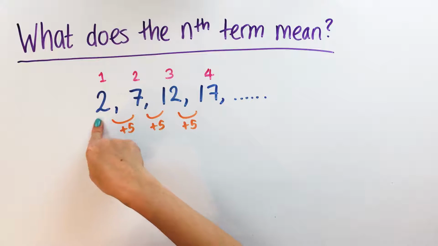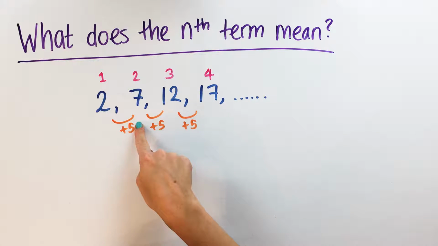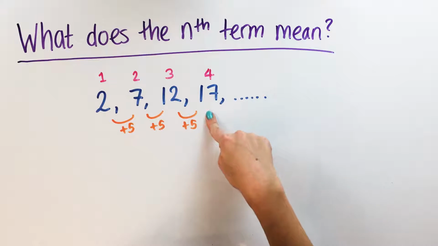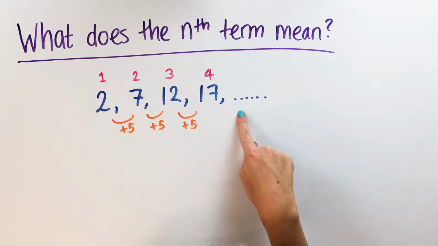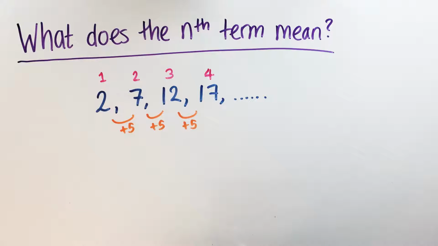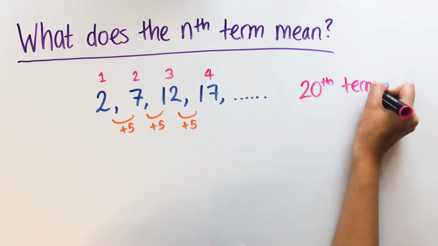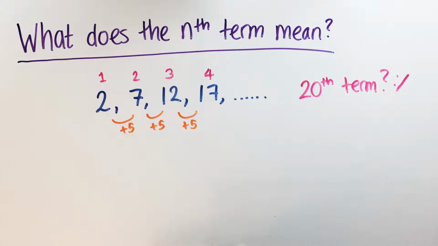The 2 is the first term in the sequence, the 7 the second, 12 is the third term, 17 is the 4th term. So to get the 5th term, you would add 5, giving you 22. But what if you were asked to find a higher term, say the 20th term in the sequence? It would take quite a bit of time to keep adding 5 to get to the 20th term. So can we find a quicker way of doing this?